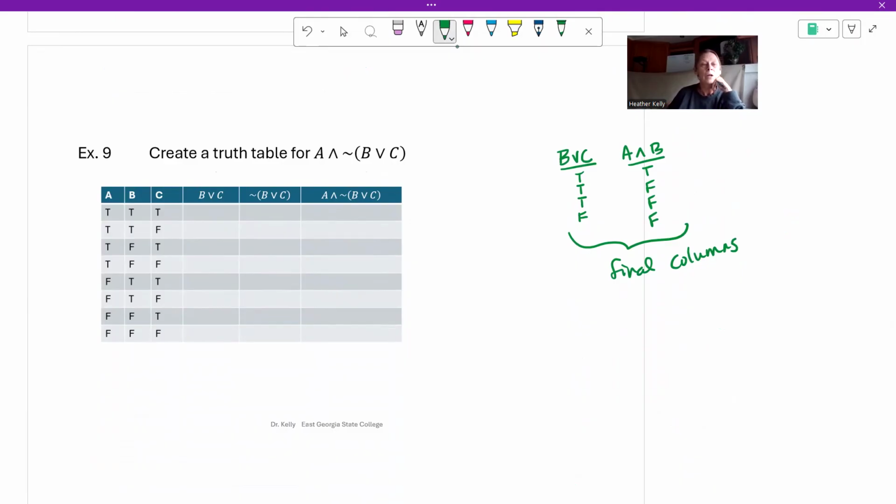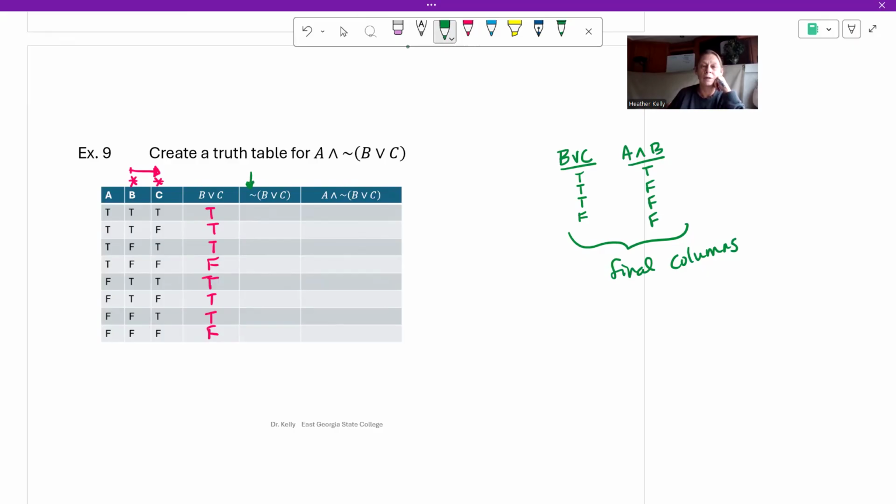Anyway, so here we are. The first thing we need to find here is B or C. So we've got B or C, and we're going this direction. Or is all true except for when they're both false. So we've got true, true, true, false, true, true, true, false. Okay. Now the next step asks us to not it.